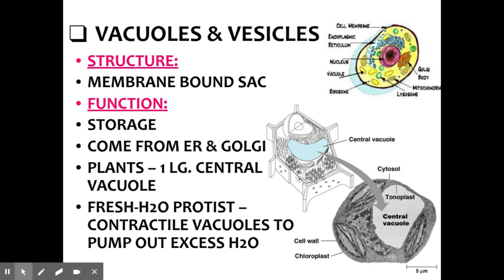Certain freshwater protists have contractile vacuoles, which pump out excess water. Like if you live in a completely water environment, you're going to take on water all the time because the water is in a higher concentration outside of your cell membrane than on the inside. And so they have these little vacuoles that pump it back out to help them maintain homeostasis and not burst.